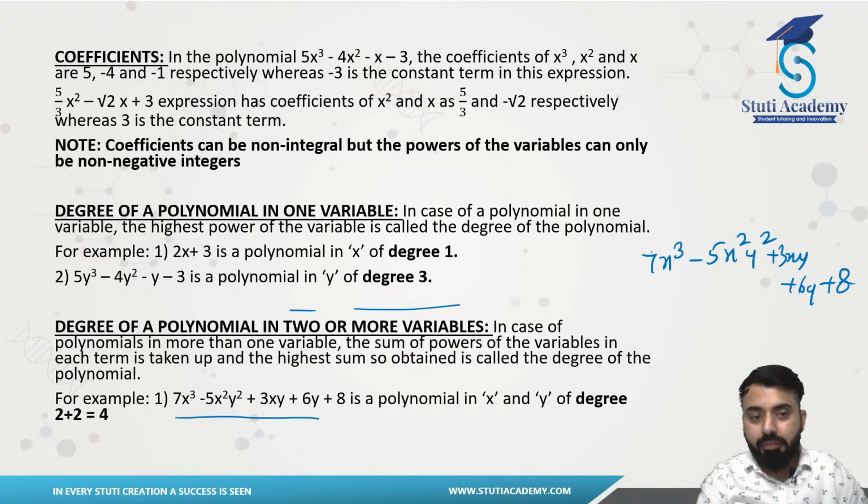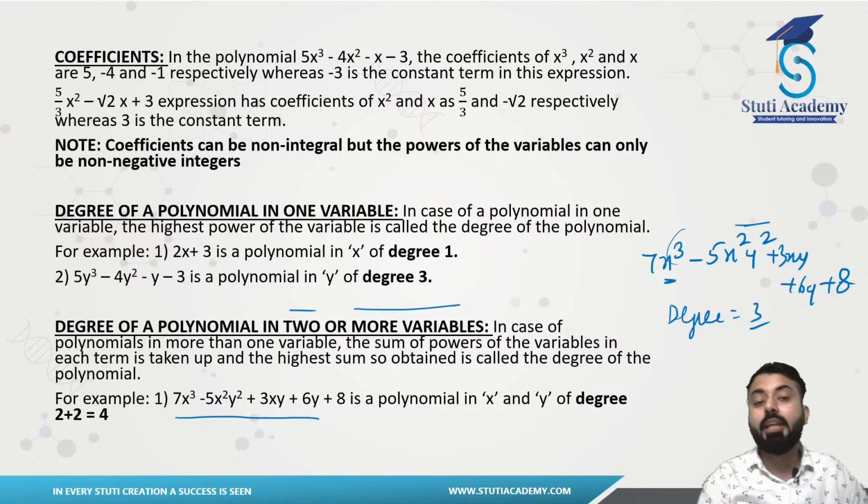Now you guys see, if you look at this, we have a maximum power of 3, because this is 2 and this is 2. These are less than 3, right? So you guys should be telling me that sir, degree is actually 3, but that is wrong.